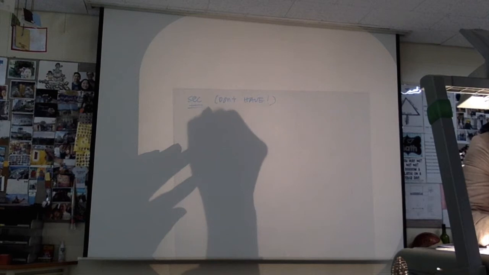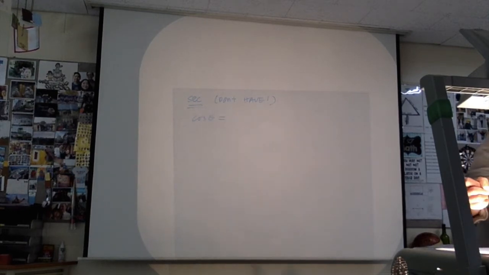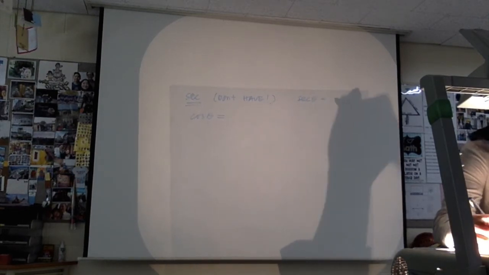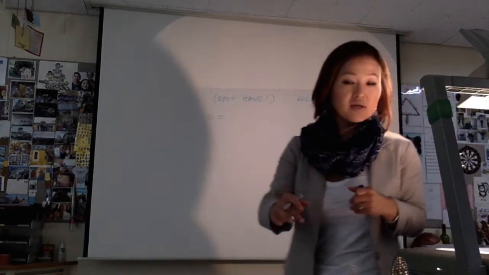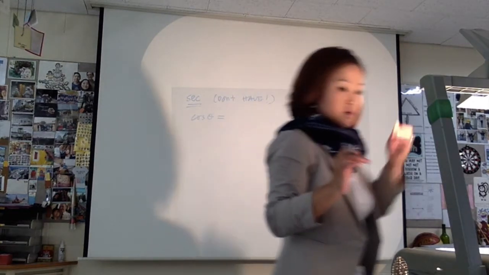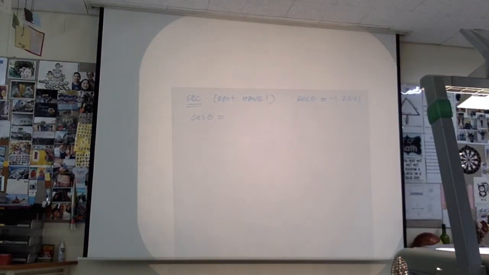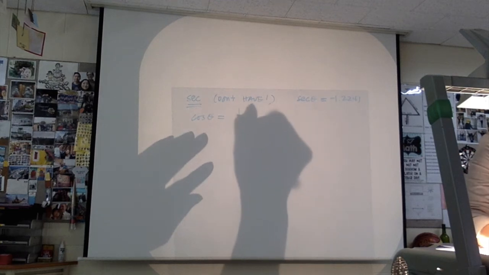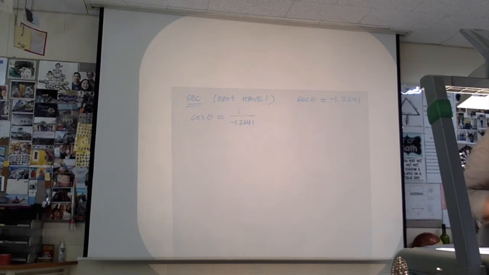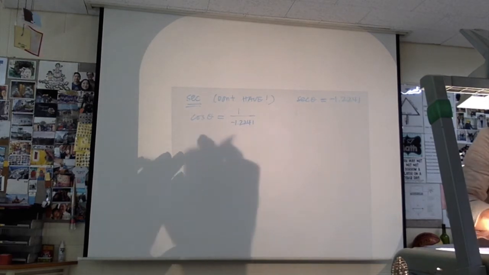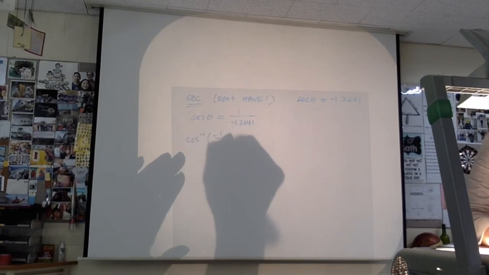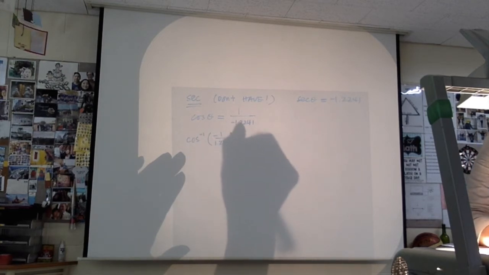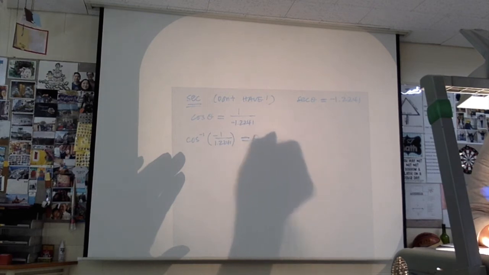You guys, you remember this? Remember that cosine of theta is equal to, so let's actually go back. Secant of theta didn't equal negative 1.2241, right? So that means cosine of theta is equal to 1 over negative 1.2241. Do you understand that part? Good. So now, aren't you actually finding cosine inverse of negative 1 over 1.2241, and that's going to equal your theta.